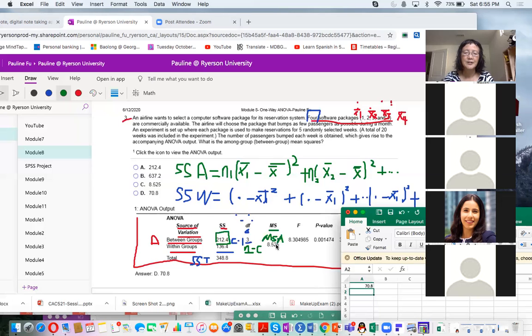Okay, and the next number, it is given, 8.525. This number is MSW. Okay, how do you get MSW? You use SSW divided by the number here. The number here is missing. Your task is to find what is the missing number.